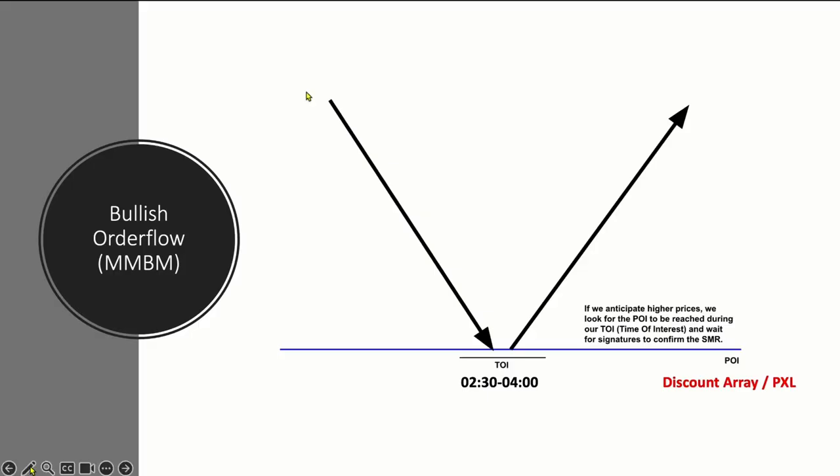So as we know, this is the schematic that we've been working with ever since the release of the first lecture. This is what occurs inside of a bullish market, inside of bullish order flow, aka a market maker buy model. We want to see the market sell off into our point of interest, and we want to see our point of interest get reached during 2:30 a.m. to 4 a.m. That's the sweet spot for the London session. From there on, we want to see a smart money reversal form, and the market maker buy model should unfold as we know it should unfold.